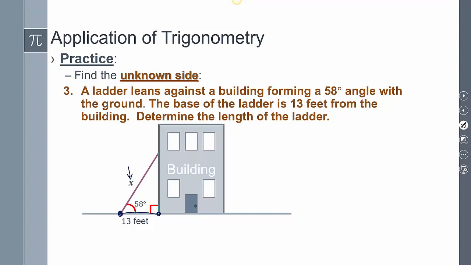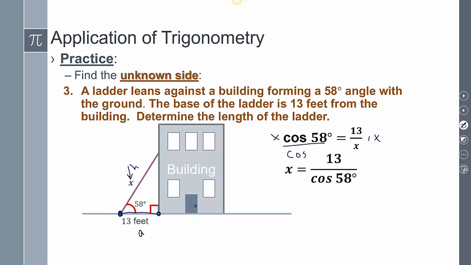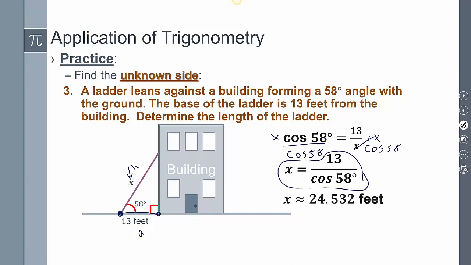So now with that, I need to establish that relationship. In this case, it's a right triangle, so SOHCAHTOA works. I have my adjacent and I have my hypotenuse, so I'm going to say cosine. So the cosine of 58 degrees equals adjacent over hypotenuse. Now solving for x, I've got to multiply both sides by x and divide both sides by cosine of 58. And so I get x equals 13 over cosine of 58. Put this value into your calculator, and you're going to get 24.532 feet. And that's going to be the length of my ladder.